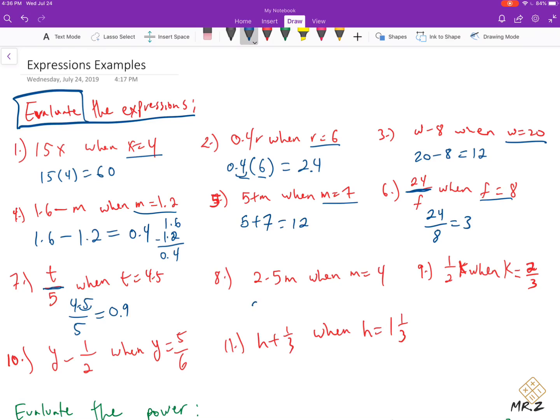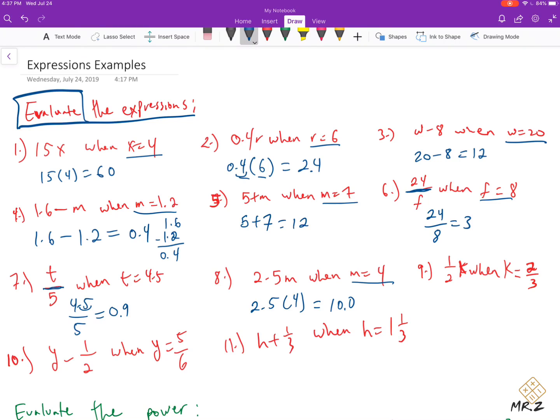All right, 2.5 times M, and M is 4, so 2.5 times 4. Well, we know, again, if we would just remove the decimal, 25 times 4, that's 100. One decimal place, so 10.0, or just 10.